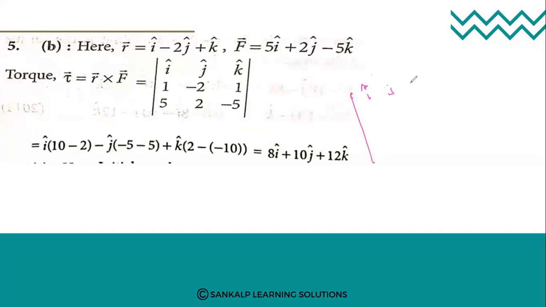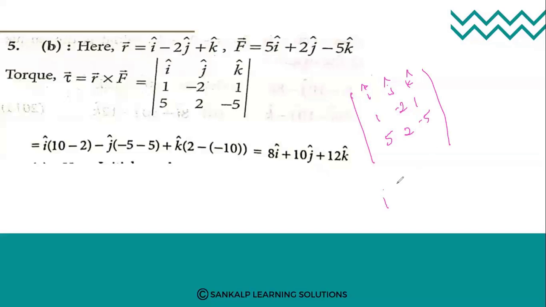So this is I, J, K. The coefficient of I in the first is 1, J coefficient is minus 2, and K coefficient is 1. Similarly, in case of F, the I coefficient is 5, the J coefficient is 2, and the K coefficient is minus 5. Okay, so here what we need to do, I hope everyone knows.